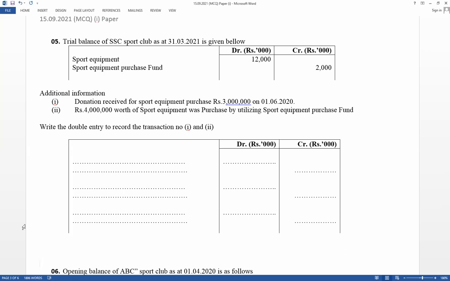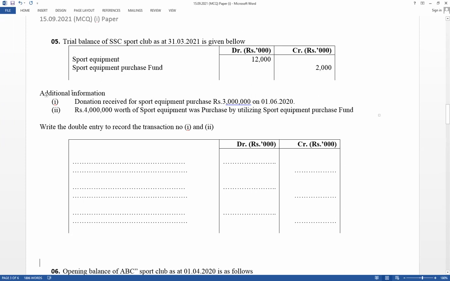It has given the trial balance of SSC Sport Club as at 31st March 21, given below. Sport equipment available 12,000, values in 1,000. And sport equipment purchase fund available 2 million.